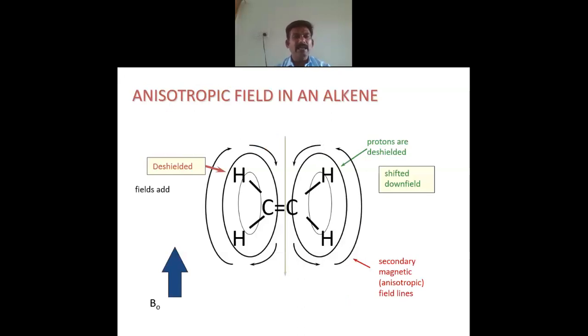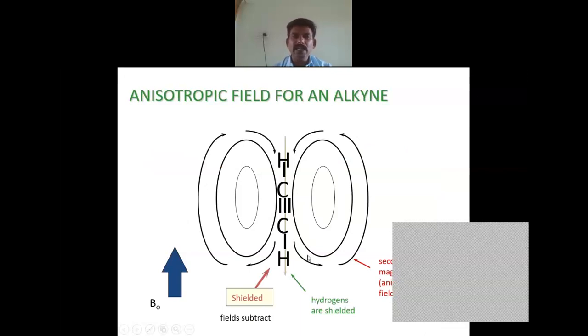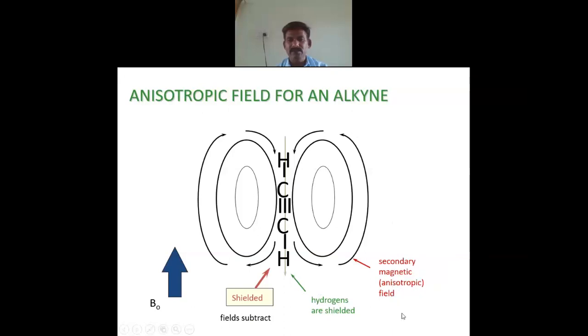I already explained the anisotropic field in alkenes. Alkenes have this secondary field. When the proton is rotating, the secondary magnetic field means the shift is downfield. These protons are de-shielded, and here the protons are shielded. Then the anisotropy field in alkynes: here is the secondary magnetic field. These are the de-shielded protons and these are the shielded ones. Anisotropy, secondary magnetic field. Okay.